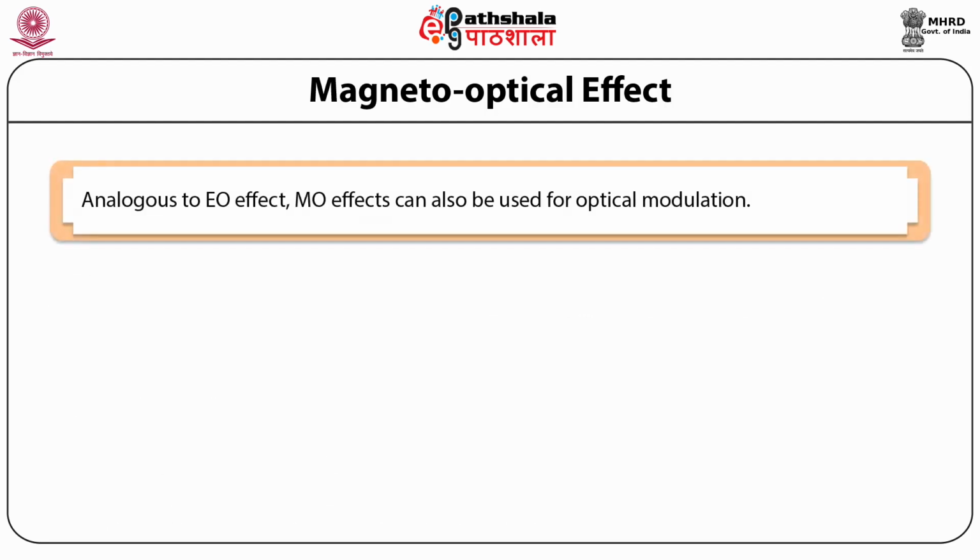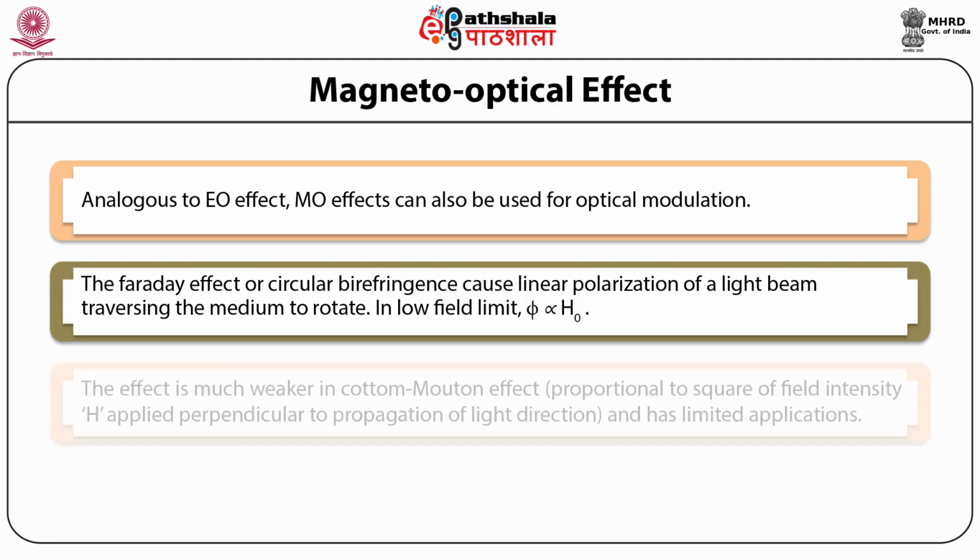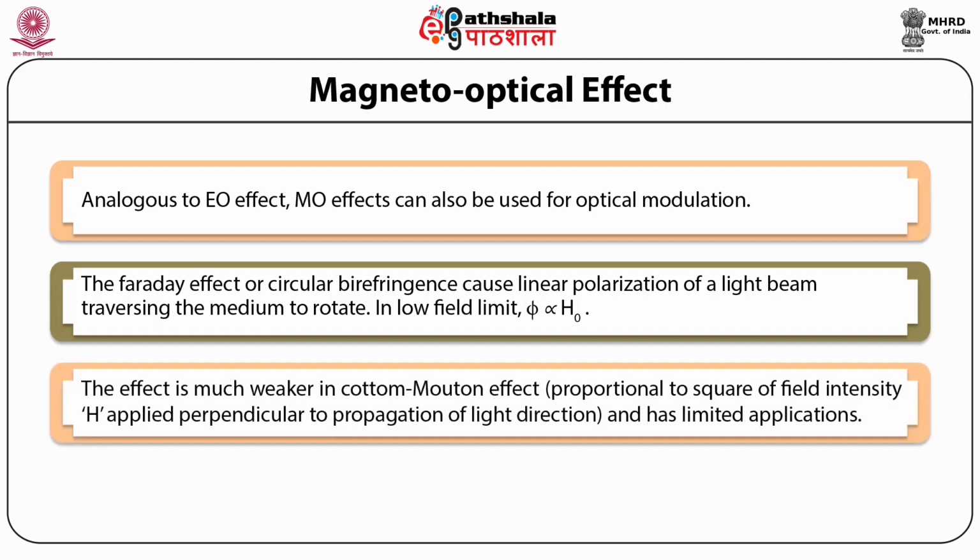So analogous to the EO effect, MO effects can also be used for optical modulation. The Faraday effect or circular birefringence causes the linear polarization of a light beam traversing the medium to rotate. In the low field limit, φ is proportional to H₀. The effect is much weaker in the Cotton-Mouton effect, proportional to the square of the field intensity H₀, applied perpendicular to the direction of light propagation, and has limited applications.